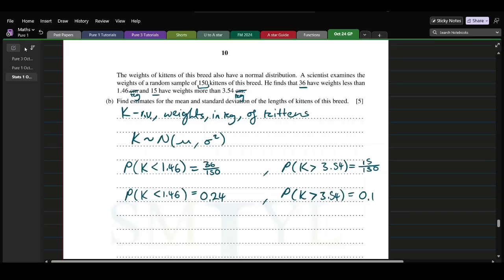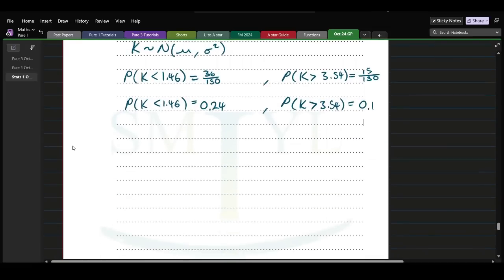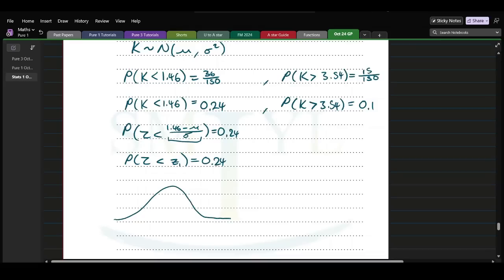Alright, so if we standardize, this here would be the probability that Z is less than (1.46 minus mu) over sigma, and it's still equal to 0.24. I'll just replace this part with Z1 so that it's easier to read. Z1 is equal to 0.24. You can sketch a bell curve for our problem here.